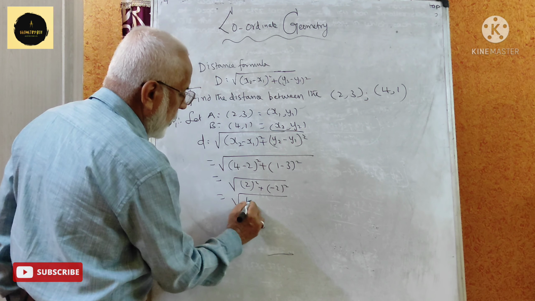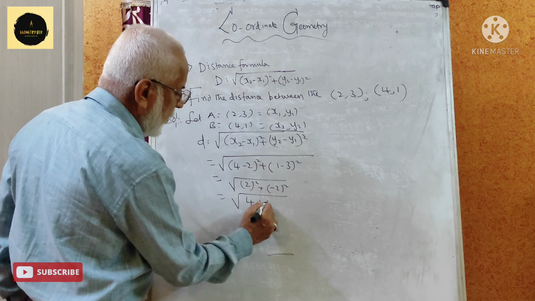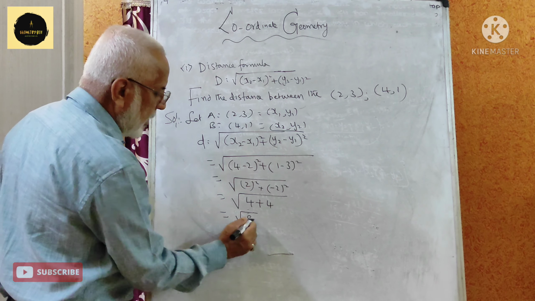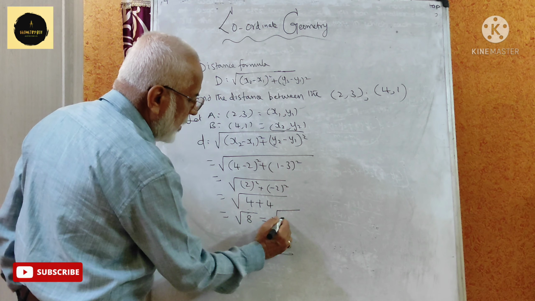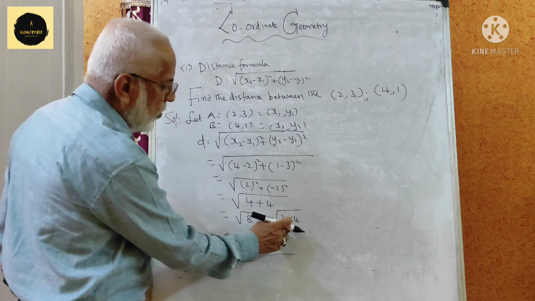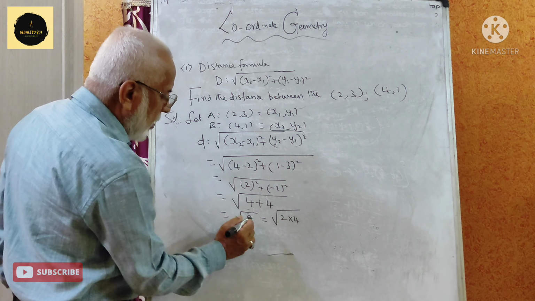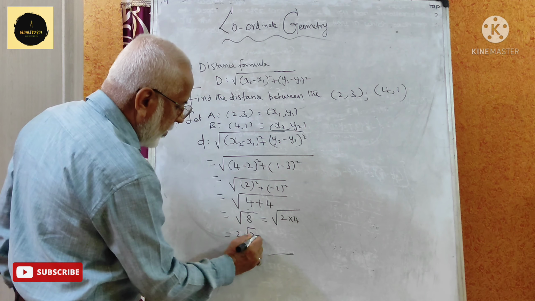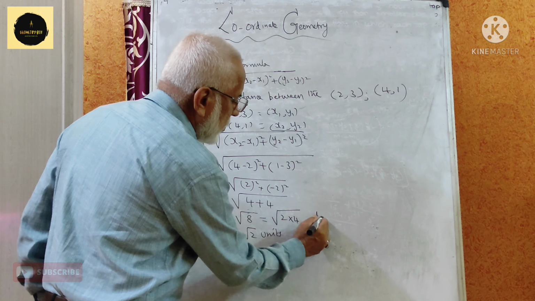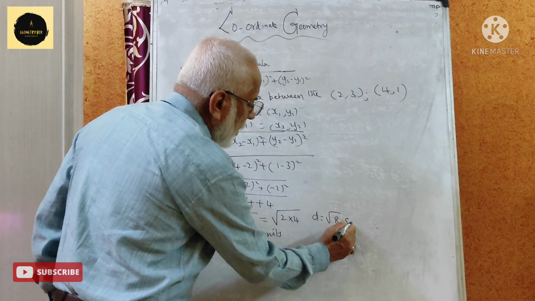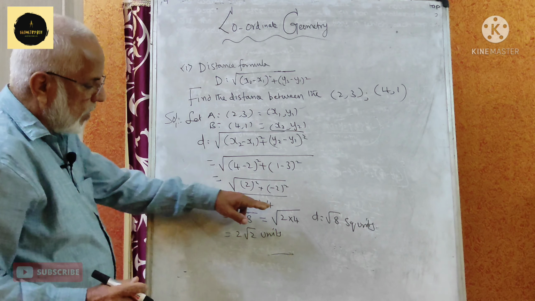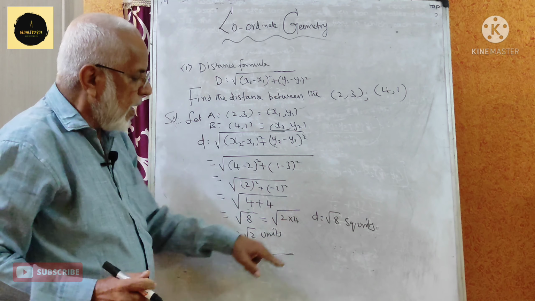So 2 2s are 4, and minus into minus, plus 2 2s are 4. Then the sum of 4 and 4 is equal to 8. So d is the square root of 8, and 8 I can write as 2 into 4. We can write 2 root 2 units. Otherwise you can also write d is equal to root 8 units, because they have not mentioned centimeters or meters. For that purpose we have to write d is equal to root 8 units.